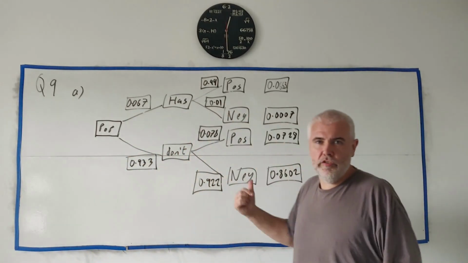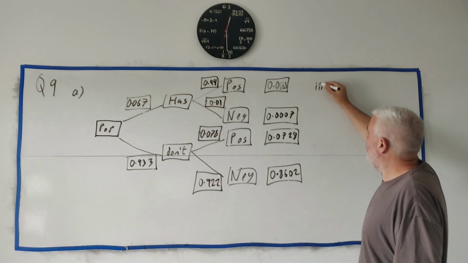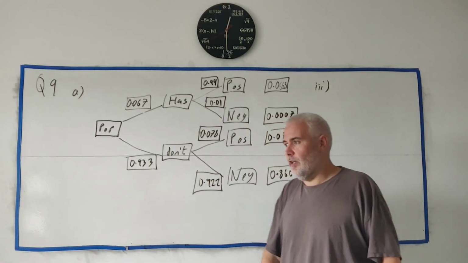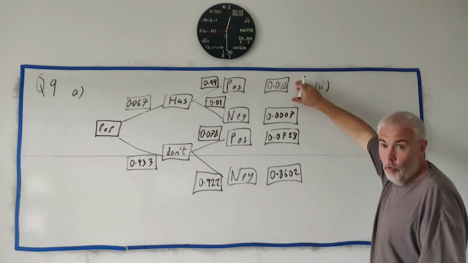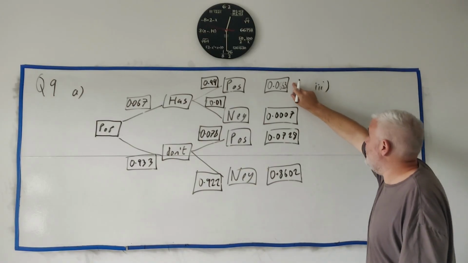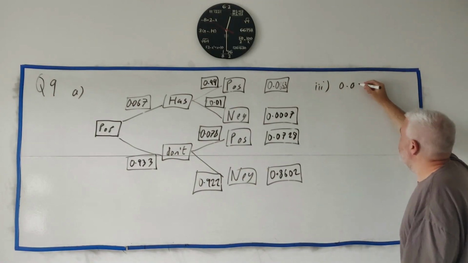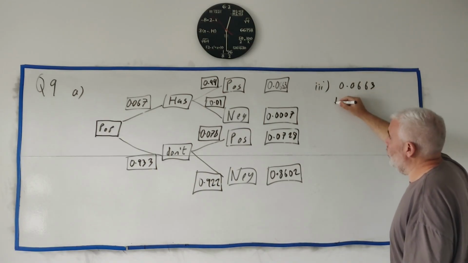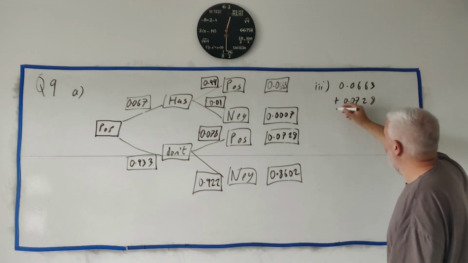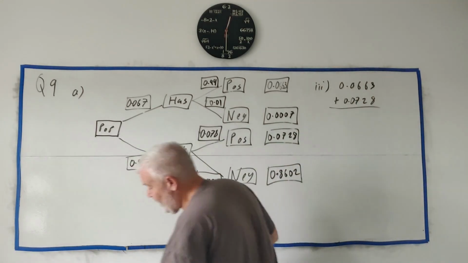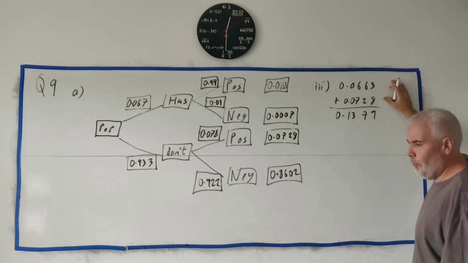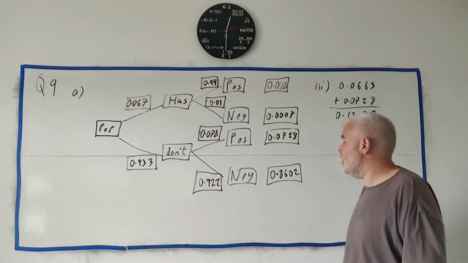Okay, for part 3, we're going to use these numbers here to find out the probability of a person that's picked at random that they test positive for diabetes. So of these 4, these are the 4 probabilities. They should add up to 1, by the way. Which of these tested positive? It's these people, 0.0663 plus this one here, 0.0728. What's the total number there? Add them together and we get 0.1379.